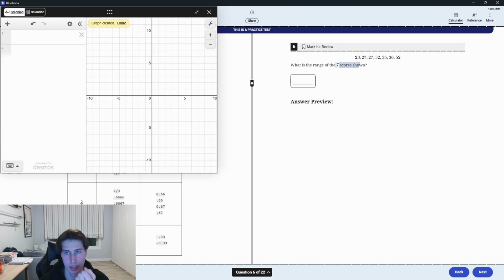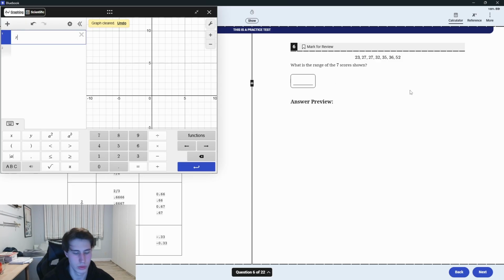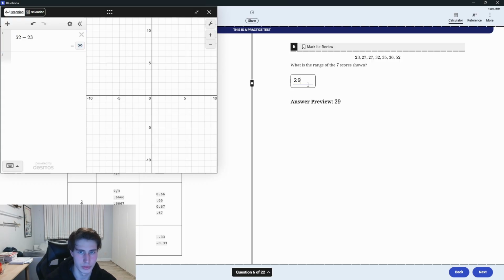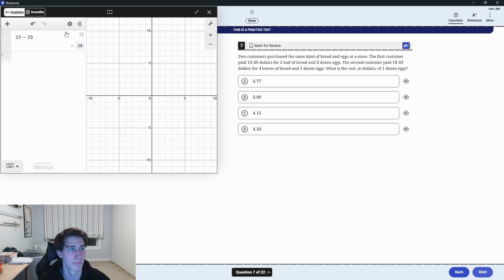What is the range of the 7 scores shown? Okay, so Desmos unfortunately doesn't have a range function, at least not that I've found before. Unlike the median function and the mean, they don't have a range. So what does range mean? Range is the difference between the highest number and the lowest number in a data set. So in this case, our highest number is 52, and our lowest is 23. So what's the difference? 29. So the range is 29.